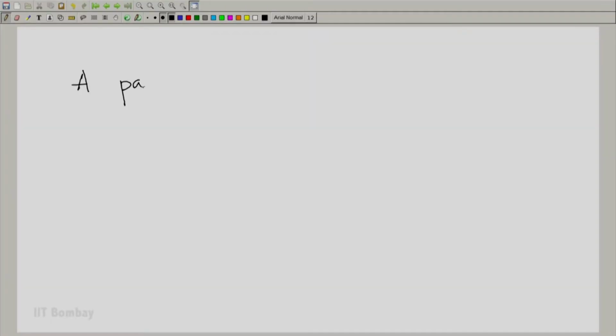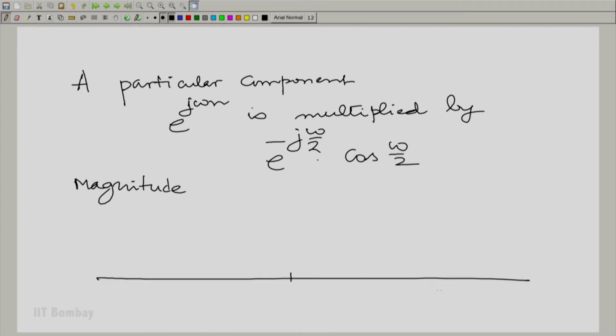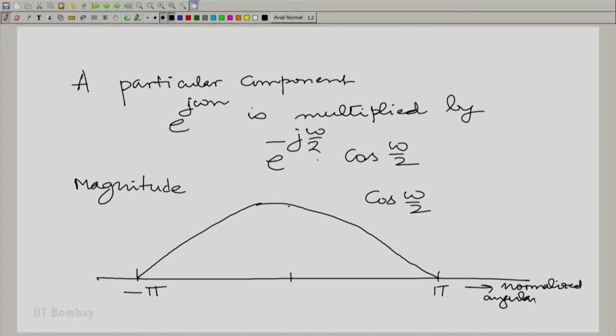So, a particular component is multiplied by this factor, and the magnitude of this factor looks like this. And let us now draw the magnitude focusing only on the normalized angular frequency between minus pi and pi. What is the interpretation now? Let us now go back. This is the normalized angular frequency as I have drawn it. Let me go back to the original cycles per second frequency. This is 5 kilohertz in the original cycles per second frequency.